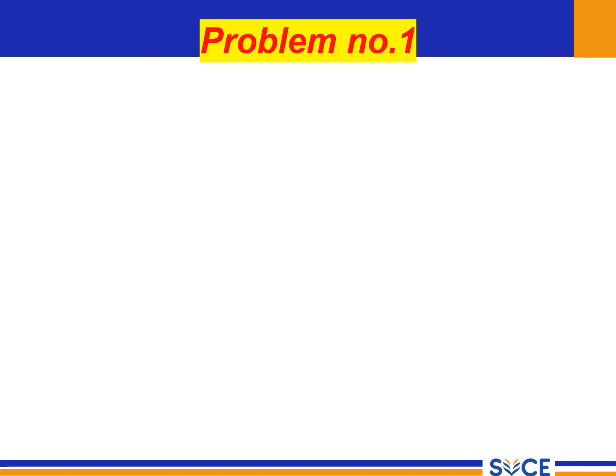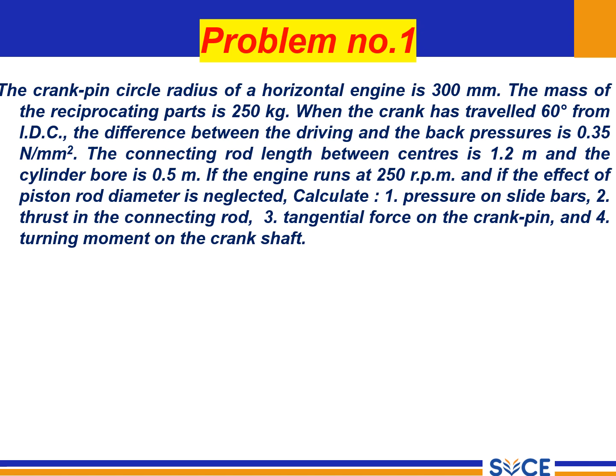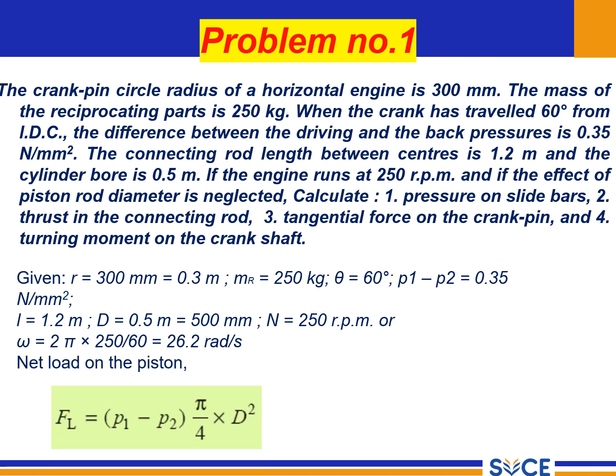The first problem we are looking at in this dynamic force analysis on the IC engine is the crank pin circle radius of a horizontal engine. Here they give a horizontal engine. Crank pin circle radius means what? It is nothing but the crank radius. So the crank radius is given.